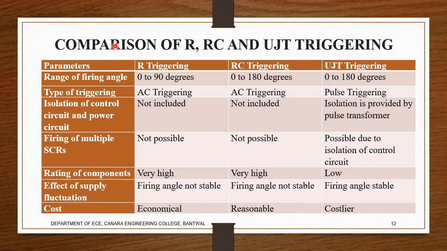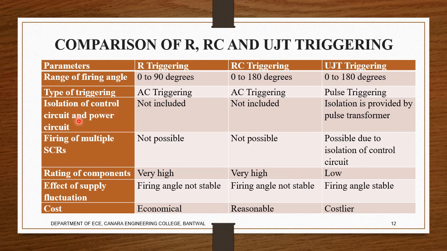Now at the last we will compare R, RC and UJT triggering. We have categorized the parameters into different categories here. The range of firing angle for R is 0 to 90, RC 0 to 180, UJT 0 to 180 again. For the type of triggering, RC is an AC triggering, but UJT comes under pulse triggering. For that only I told, we require only that specific duration of time, so it has to be very short and sweet.